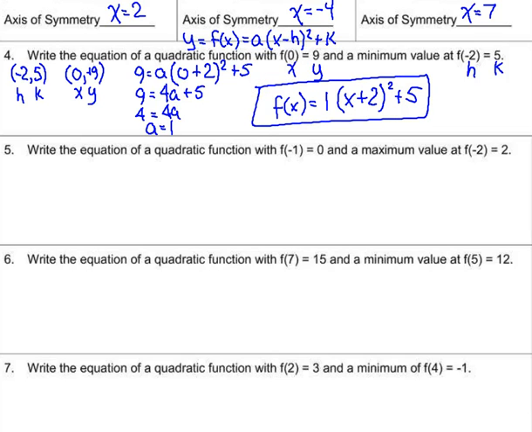All right, moving on to problem number 5. First thing we want to do is identify h, k, x, and y. And looking at what was given, it says write the equation of a quadratic function with f of -1 equal to 0. This is our x, and this is our y, because they told us our maximum value, that's our vertex, so we know our vertex is h and k. Okay? Going to take those extra couple seconds like I told you would help you in the end.